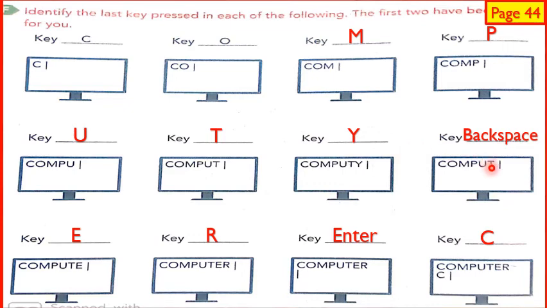Here, we see that Y is removed now. And Y was on the left side of the cursor. So to remove Y, we pressed backspace key. Then E is pressed. Then R. Then we can see that the cursor has moved on the next line. Means enter key is pressed. And then at last C is pressed.